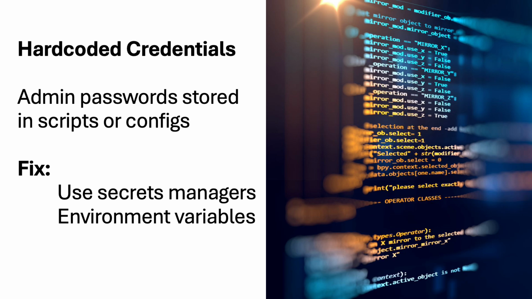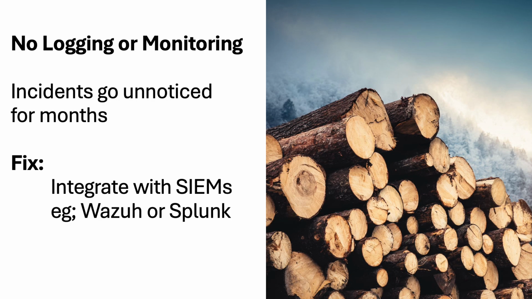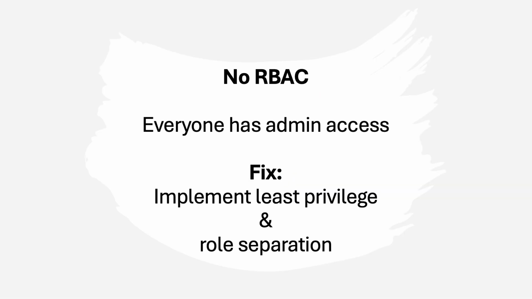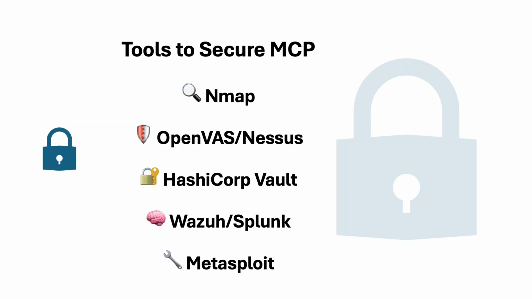3. Hard-coded credentials. Script often have admin password written in plain text. Don't do that. Use secret manager. 4. No logging or monitoring. If something goes wrong, there are no traces. Always integrate MCP logins into SIEM like Splunk or Wazuh. 5. Unpatched softwares. Legacy system often skip updates. That's dangerous. Test and apply security patches regularly. 6. No role-based access controls.